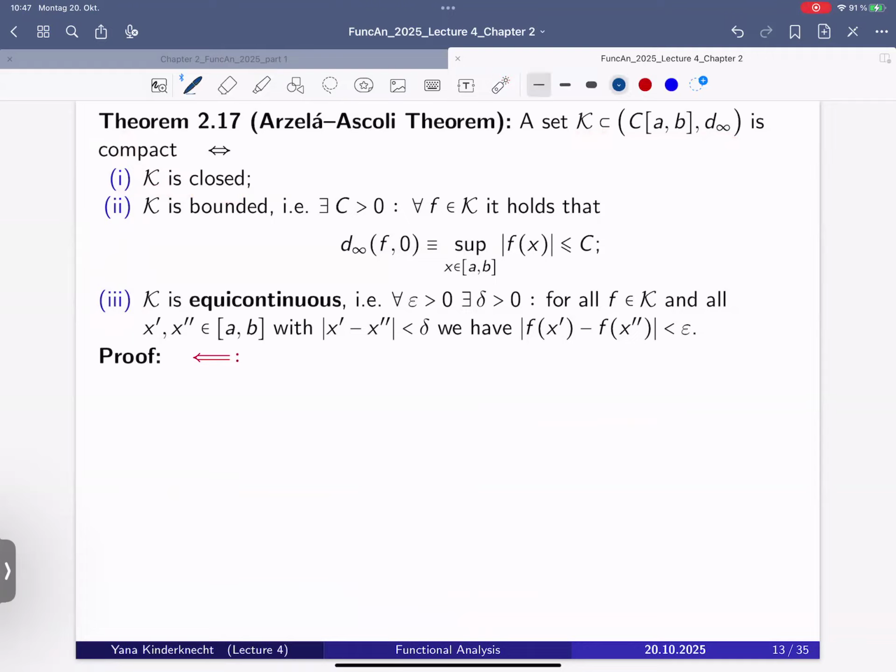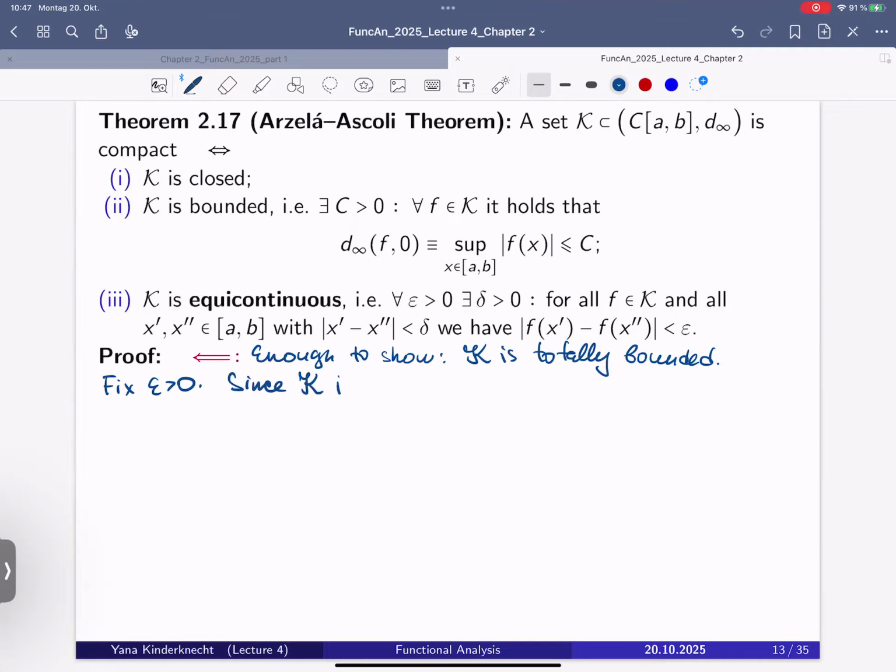So let me write it down. Enough to show that K is totally bounded. Totally bounded plus closed in a complete metric space means compact. So in order to show that the set K is totally bounded, it is enough to construct an epsilon net for any epsilon. So let us do it. Fix any epsilon positive. We know that K is bounded, so let us use it.